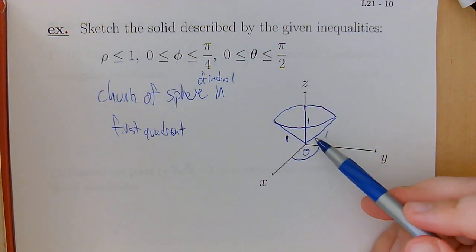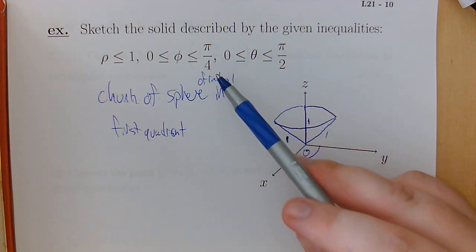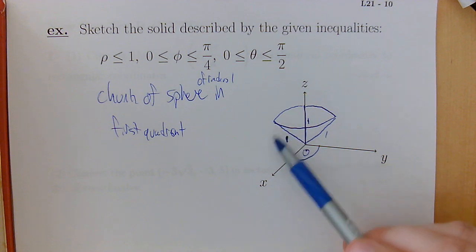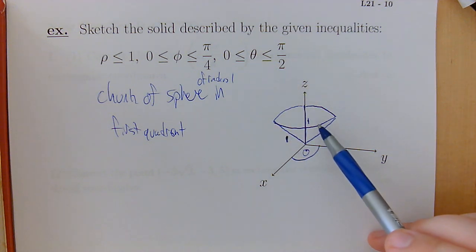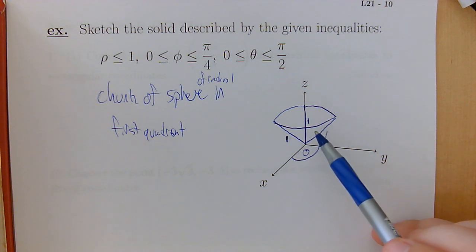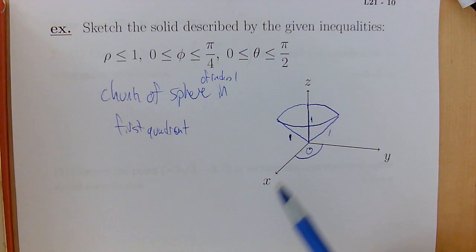Now, it doesn't give us all of the sphere in the first quadrant. To get all of the sphere in the first quadrant, we would need this to go from 0 to pi over 2. So we would come all the way down here. But this is going to be kind of a piece of the top of the sphere right here. That's what this is going to end up being right here.